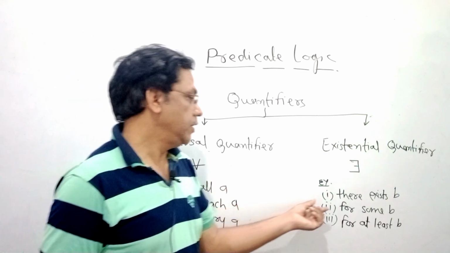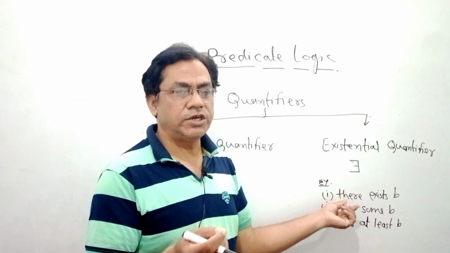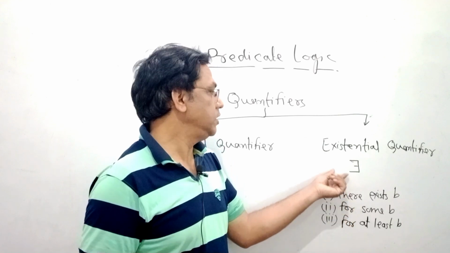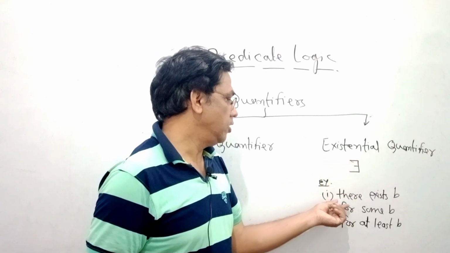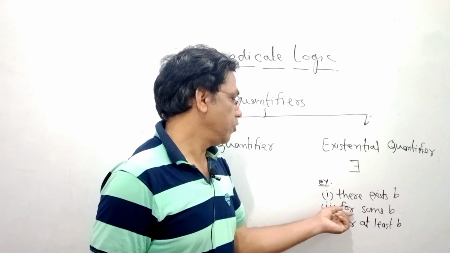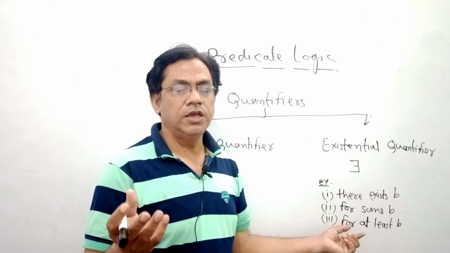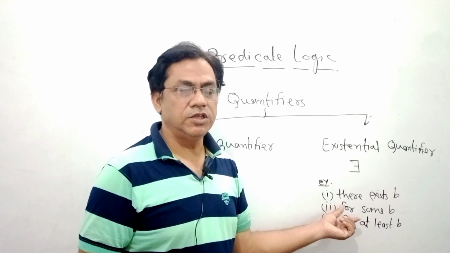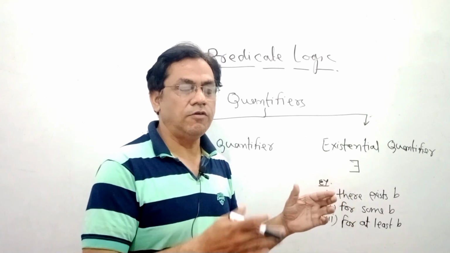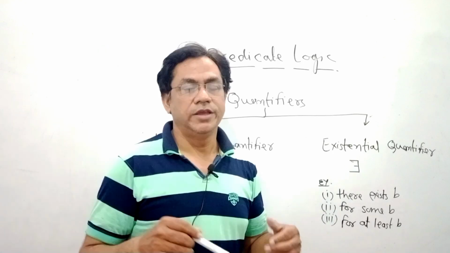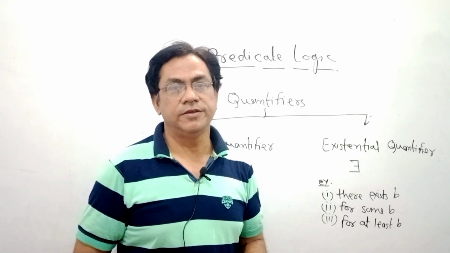In a similar way, if some of the objects are related to another object, this is the existential quantifier. So there exists B, for some B, for at least B. It is not fully, but somewhere, somehow it is related to another object. Now we will see the example, so it will be clear precisely.